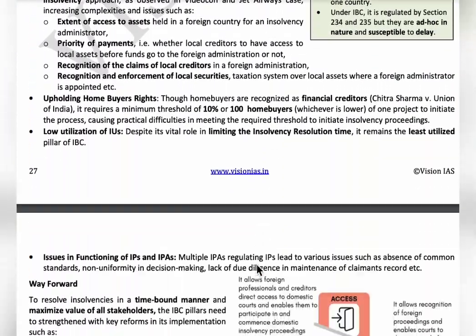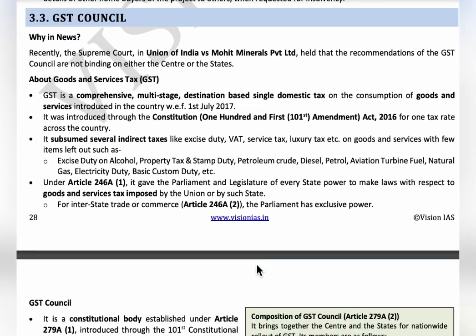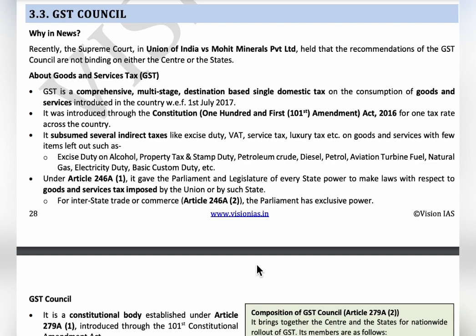The next topic is GST Council. It is a constitutional body introduced through the 101st Constitutional Amendment Act under Article 279A Clause 1. The GST Council consists of Union Finance Minister as chairman and Union Minister of State in charge of Revenue or Finance and other ministers nominated by the state government as its members. GST means a single domestic tax applied all over India. In the recent case of Union of India versus Mohit Minerals Private Limited, the Supreme Court has stated that GST Council recommendation is not binding on the central and the state governments.